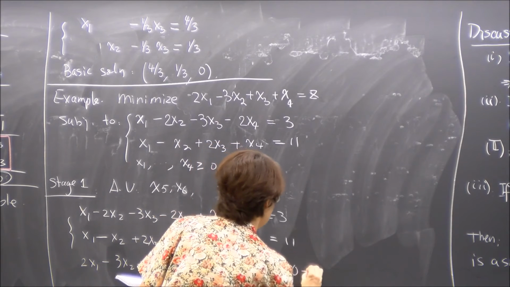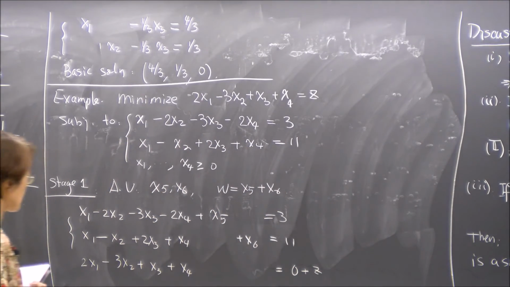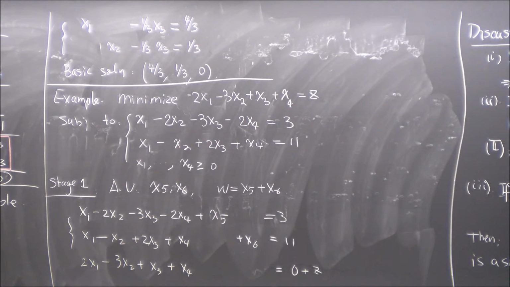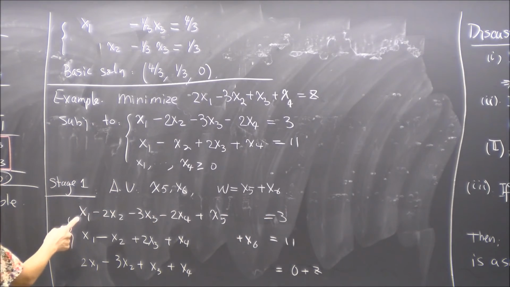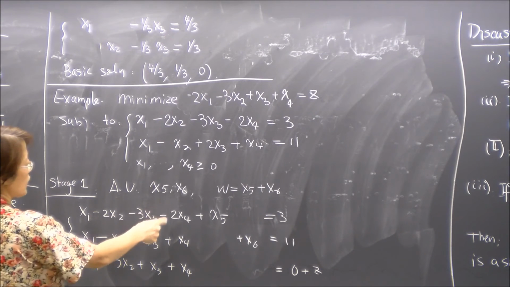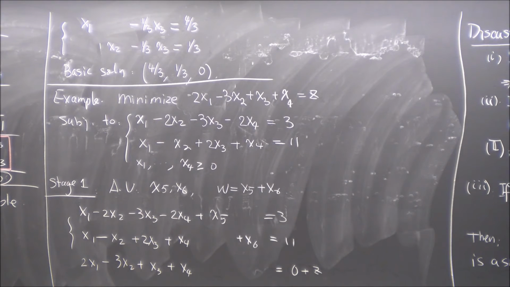That should be 0 plus z, is that right? And then I will write out the one for w. W is x5 plus x6, so I know I need to add up these coefficients and make them negative. Is that clear? I add this up, 2.